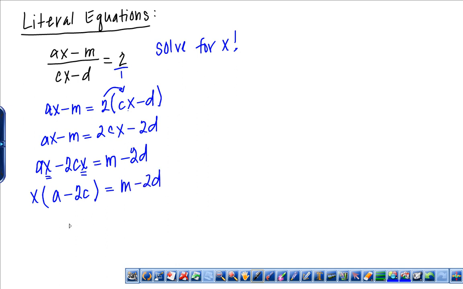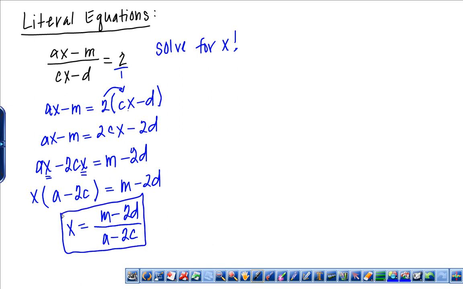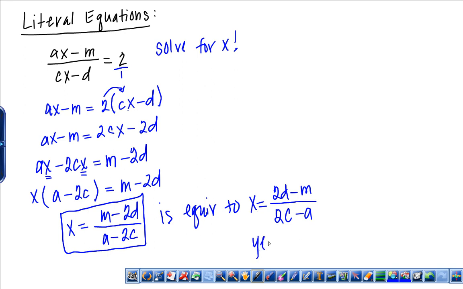Now I need to divide. So that's x equals m minus 2d over a minus 2c. And that would be the answer. But I do have a question. So are these two equivalent? And the answer would be yes. And cancel those out. Okay, this is it.